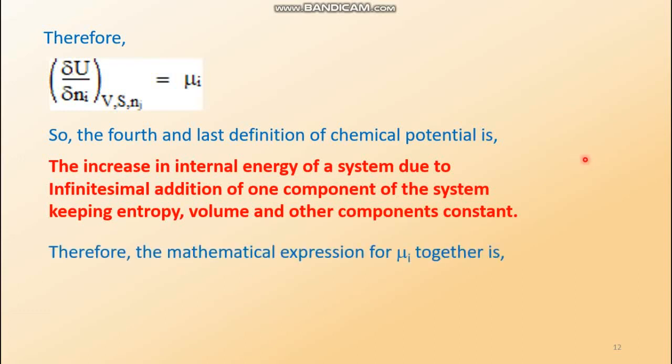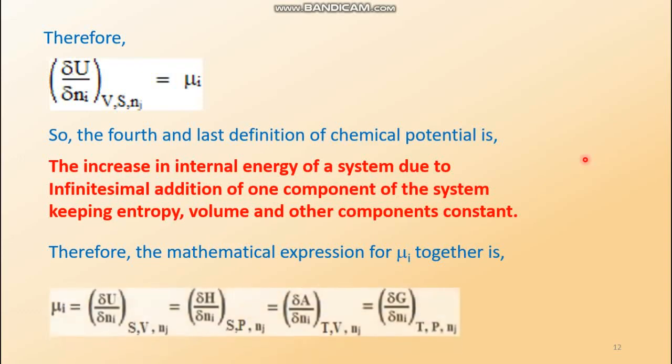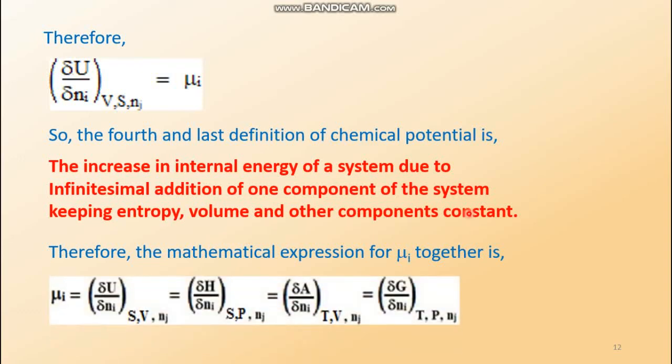So for the mathematical expression of mu I, together we have 4 expressions. These are the 4 expressions: first in terms of G, second in terms of A, third in terms of H, and fourth in terms of U. These have the same magnitude, but the expressions are different. So that's all for today.